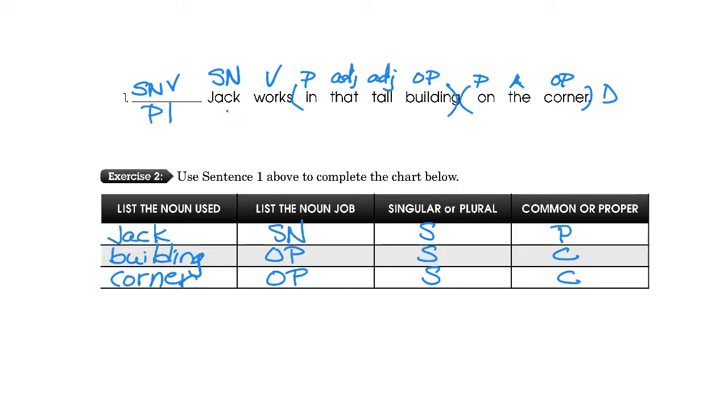Remember, building is common because it is not a name of a building. If it had a name, then it would be proper. Jack is a person's name, so that is a proper noun. And all three of these things are singular nouns. They are one, singular.